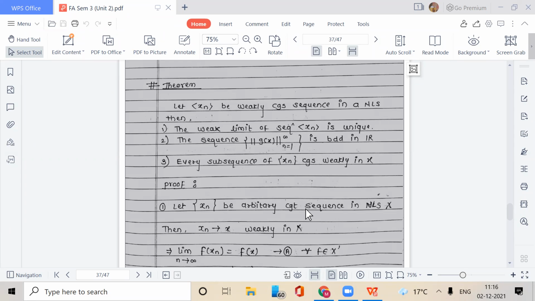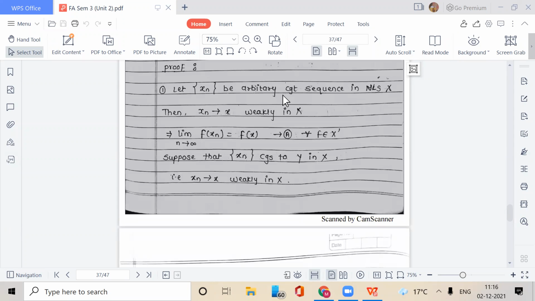Proof. Let xn be an arbitrary sequence in normed linear space capital X, and xn converges to x weakly in capital X. Don't write here arbitrary convergent sequence, because it is weakly convergent in normed linear space capital X. So limit n tends to infinity f of xn is equal to f of x, by the definition of a weakly convergent sequence, for every f belonging to X dash, where X dash is the dual space of X.